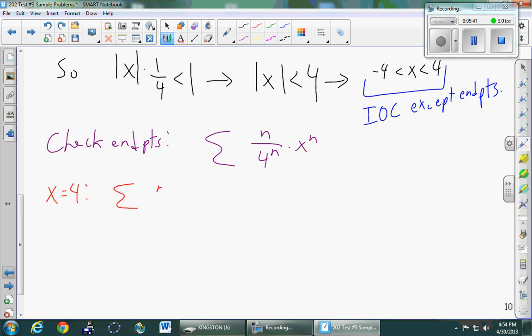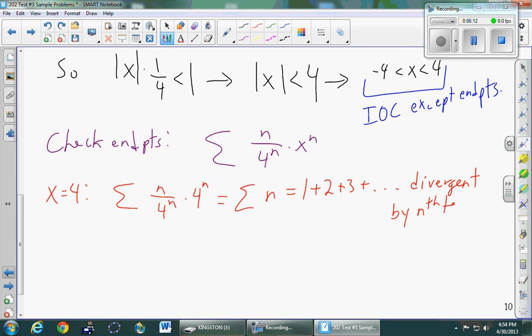So the summation becomes n over 4 to the n, and now x is 4. So that becomes also 4 to the n, and then those 4 to the n's cancel. This happens pretty often when you're doing power series endpoint checks. The 4 to the n's cancel in this case, and we just get the summation of n. So what can you say about that series? Well, if you're not sure, write out the first few terms. When n is 1, when n is 2, when n is 3, that is very much divergent. If you're really thorough, you can say it's divergent by the nth term test for divergence, which just says if the terms themselves don't go to 0, then the series automatically diverges.